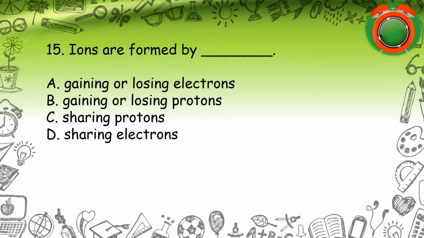Number 15 question. Ions are formed by blank. A. Gaining or losing electrons. B. Gaining or losing protons. C. Sharing protons. D. Sharing electrons.